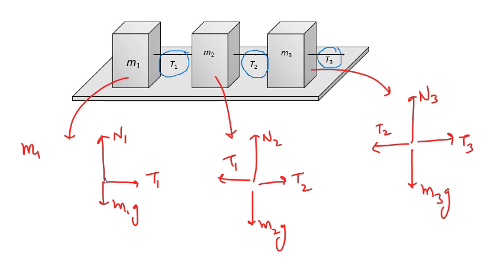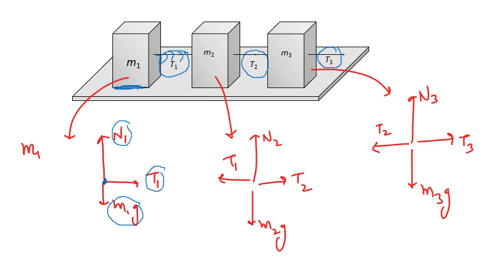For M1, if I draw the FBD, M1G will be downwards, gravity. M1 is on a plane, so there will be a normal force N1. And this pulley and this string will pull it on this side, so the tension will be T1. Remember, normal is a push force, tension is a pull force.